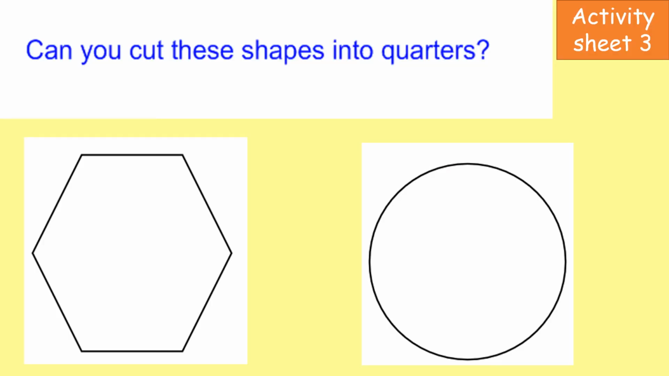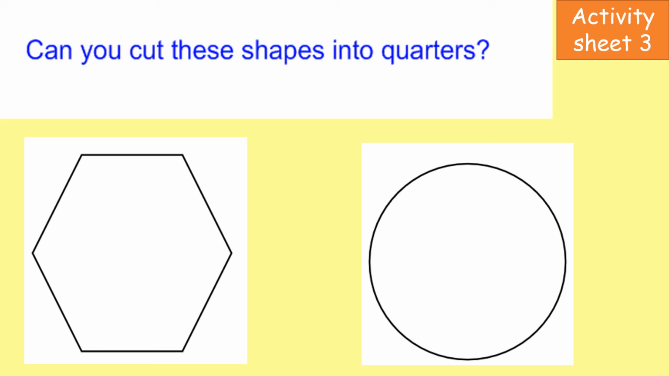Okay, guys, so now you could have a go at activity 3, the sheet's activity 3. And on that sheet, there are some shapes that you can cut out. And I want to see if you can cut those shapes into quarters or fold them into quarters. If we cut them or fold them into quarters, what does that mean? It means that it needs to be cut into 4 equal pieces. 4 pieces, 4 parts that are exactly the same. Quarters are 4 equal parts.